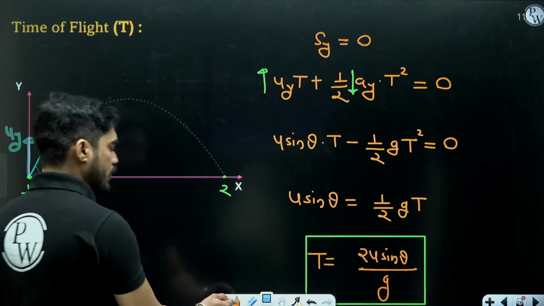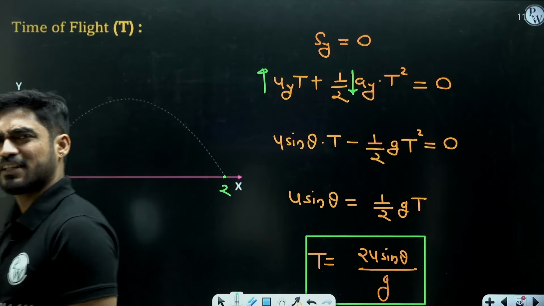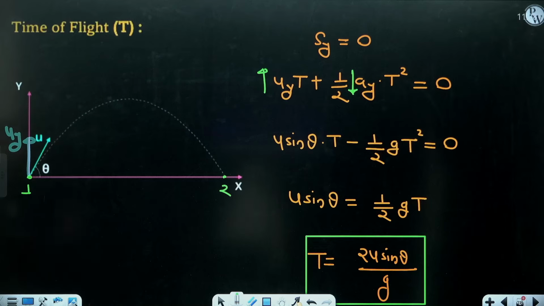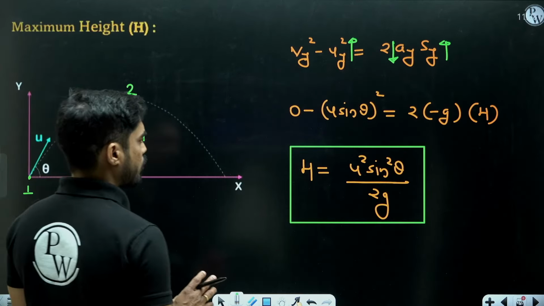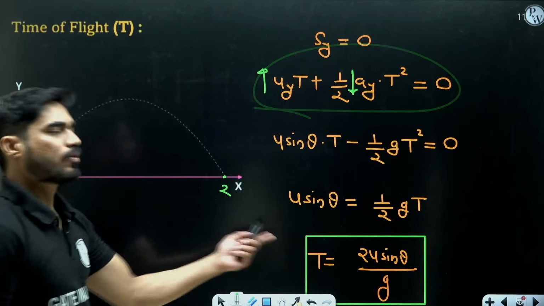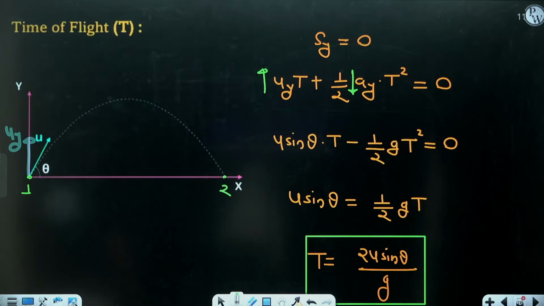Now let me tell you this. If you remember these equations, good. But even if you don't remember them, you can always use the equations of motion to calculate the time, height and range. We have used these equations of motion in order to derive these equations. We can use the equations of motion in the questions also. Okay. Chalo.